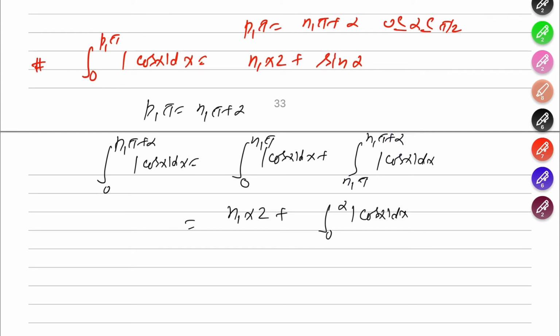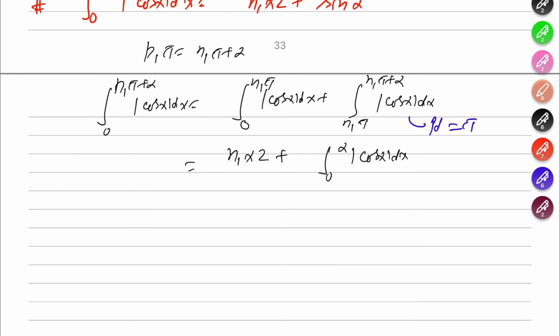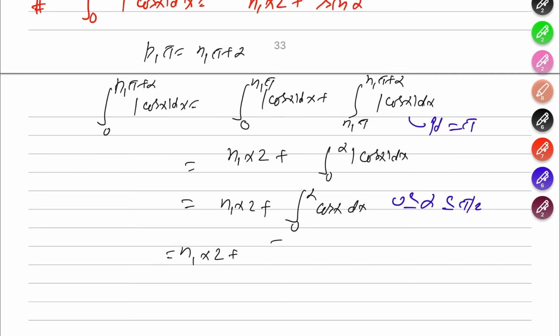Why? Because of the property of a definite integral, mod of cos x is a periodic function with period pi, and since n1 is an integer, the integral from n1 pi to n1 pi plus alpha is nothing but the integral from 0 to alpha of mod of cos x. We have already discussed that alpha is from 0 to pi by 2, so we can write it as the integral from 0 to alpha of cos x dx, because between 0 and pi by 2 cos x is positive, so mod of cos x will be cos x. And this is added to n1 into 2.